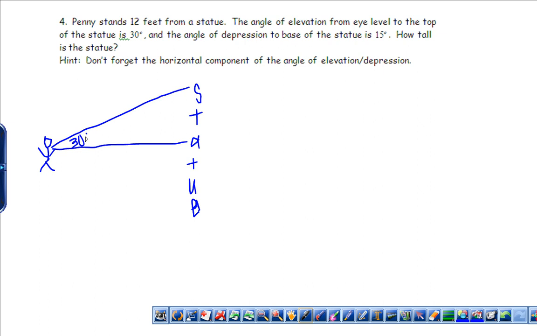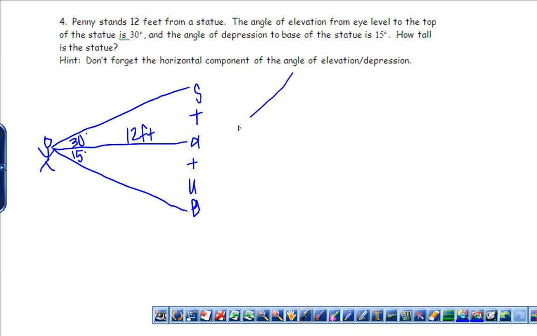The angle of depression is 15. So out and down is 15. Okay, don't forget horizontal component, which we did. How tall is the statue? It says she stands 12 feet from it. So this is 12 feet. All right, so we just need to know how tall. So I'm going to break these two triangles apart.